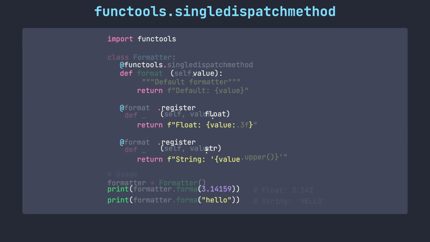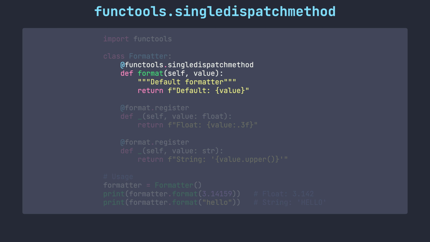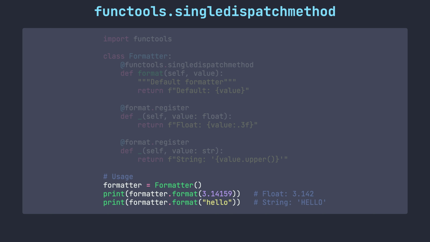Like single dispatch, there is single dispatch method for class methods. We define a method with the single dispatch method decorator, then register implementations for different types. Each registered method handles a specific type. When we call the method, it dispatches based on the argument type.